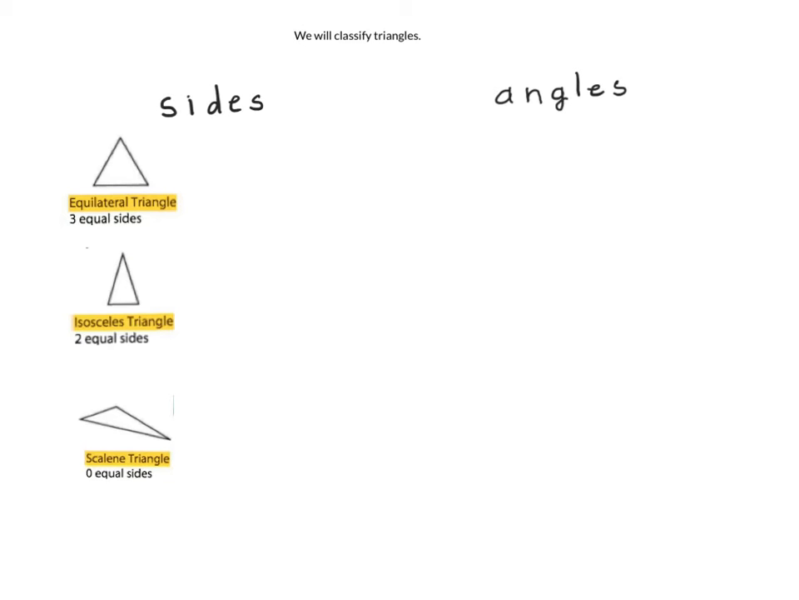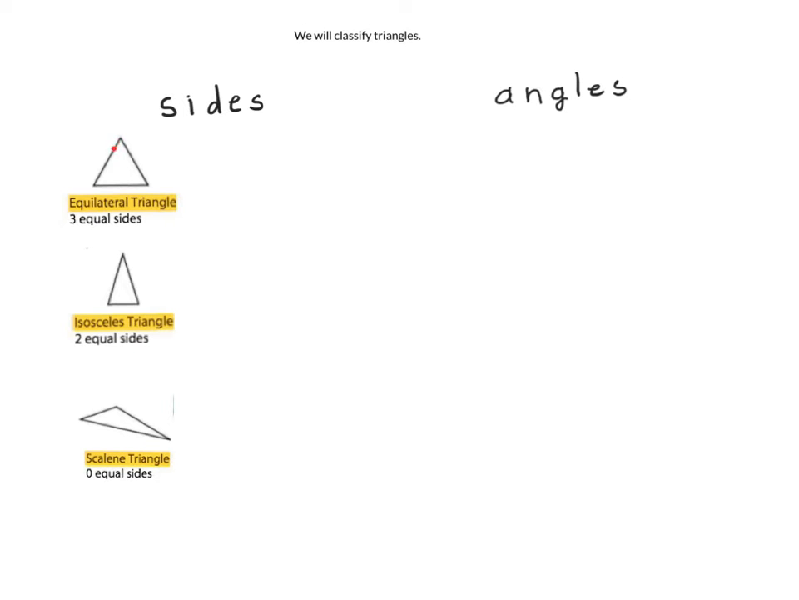Hello, today we are going to classify triangles. Triangles are classified in two ways. First by their sides, and then by their angles. So every triangle can be classified by its sides.